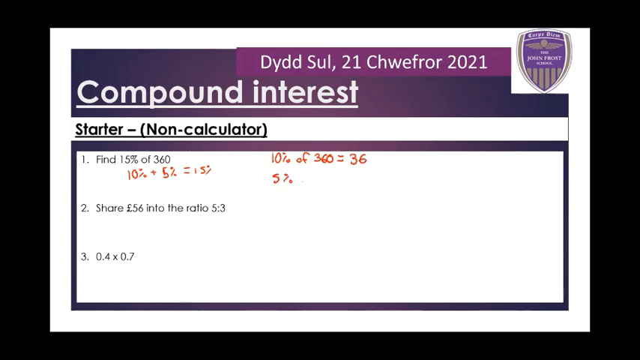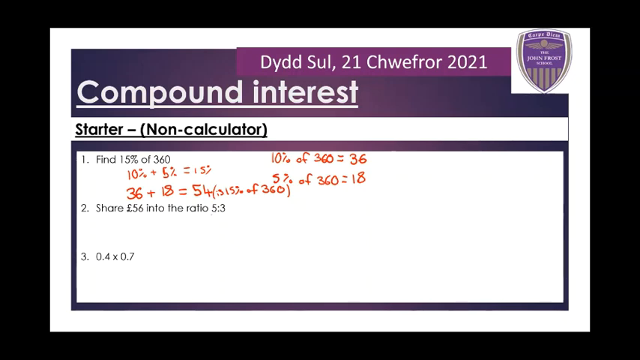And 5% of 360, well, 5% is half of 10%, which will be 18. So now I know that 10% of 360 is 36, and 5% is 18. 36 plus 18 is 54. So 54 is 15% of 360. There you go.